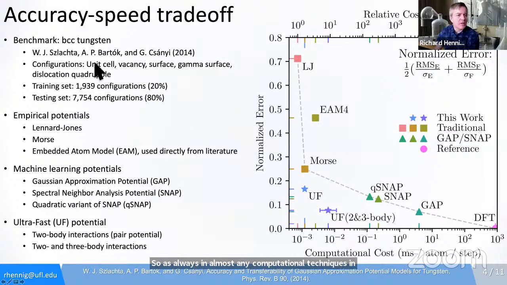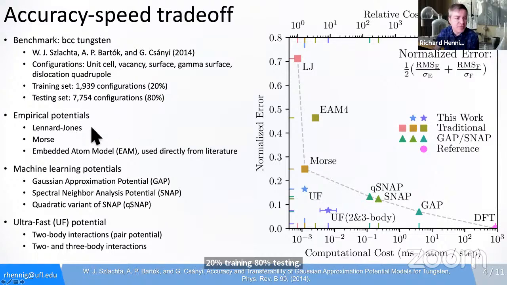And what we're going to do here is use a specific data set which was based on tungsten, the BCC phase, and various other crystal structures, various other defects, dislocations, vacancies, surfaces, etc. And we're going to use that data set by the group of Csányi to train our machine learning model and a couple of other machine learning models as benchmarks. And we'll also use it for testing. We have a 20-80 split, 20% training, 80% testing.